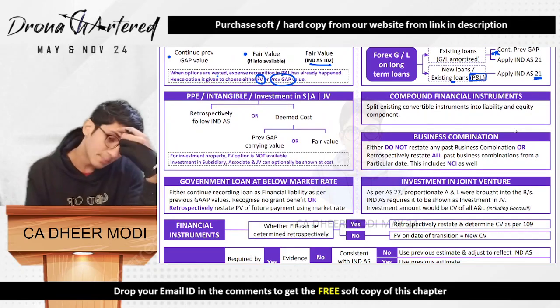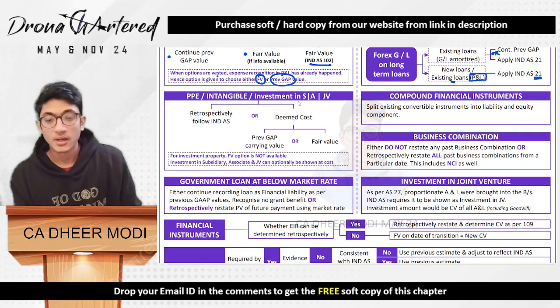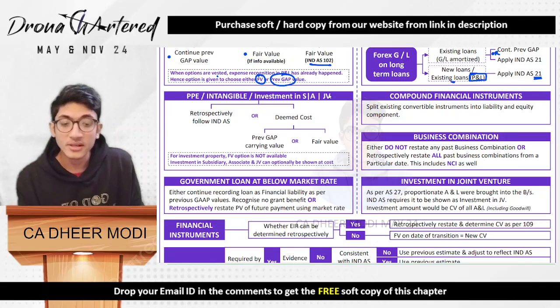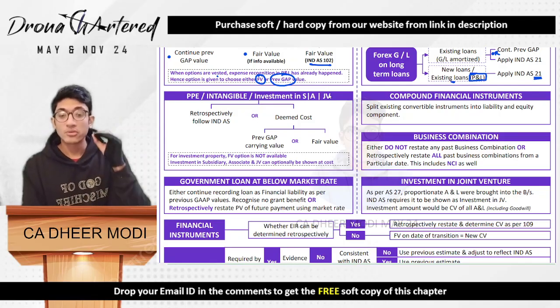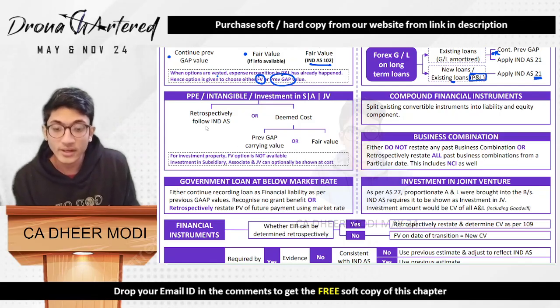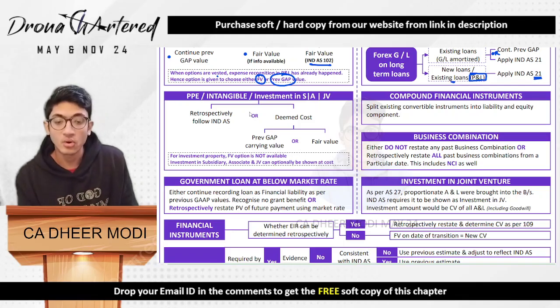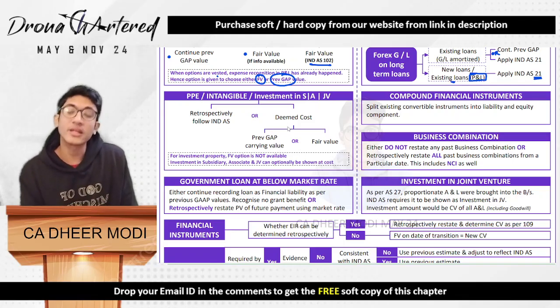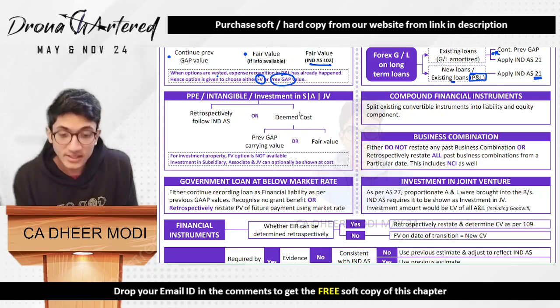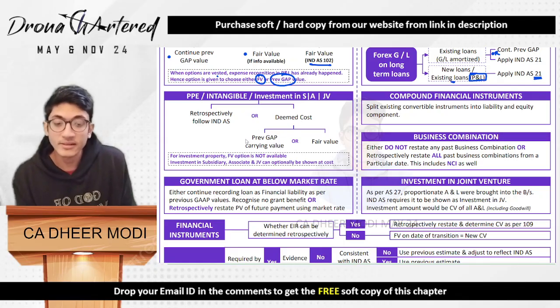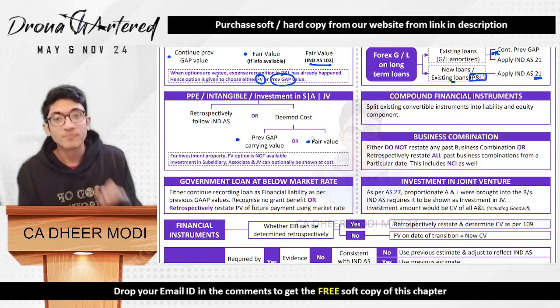Next is your PPE, intangible assets and investment in your subsidiary, associate or joint venture. For these, you will have to retrospectively follow IND AS, or if you are following the deemed cost method, in such a case it will be either your previous GAAP carrying value or your fair value.